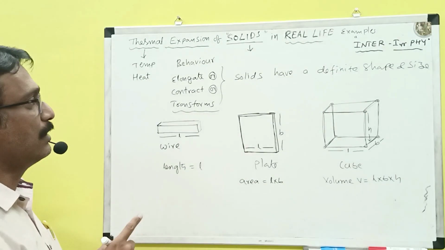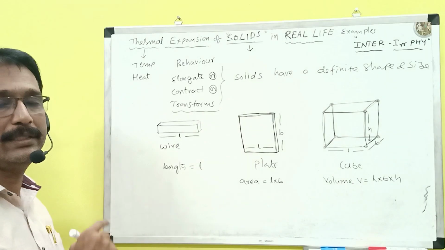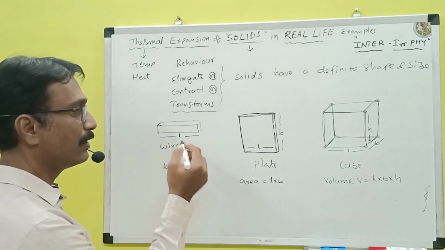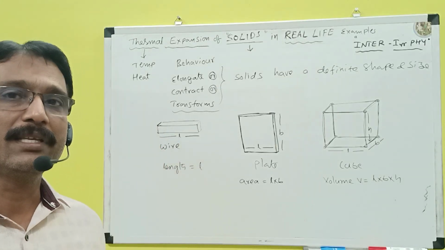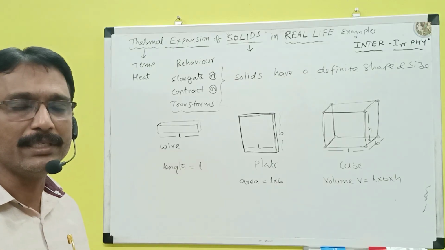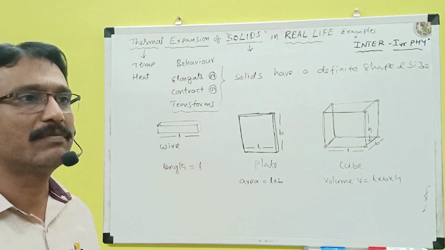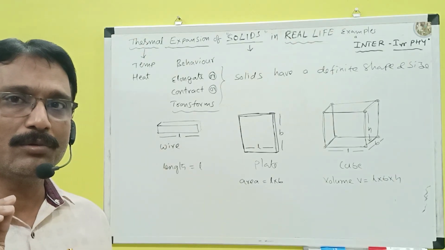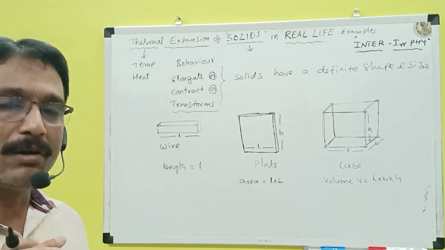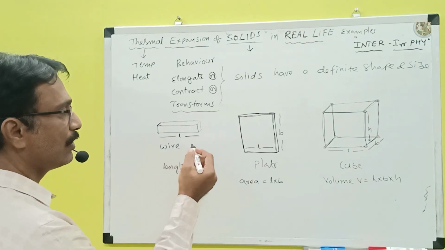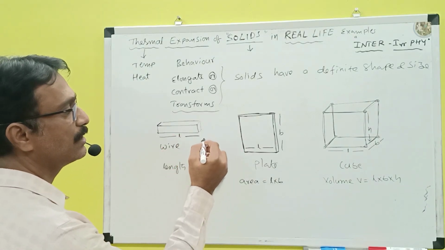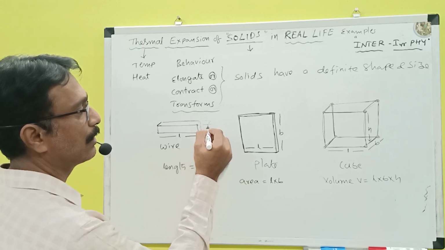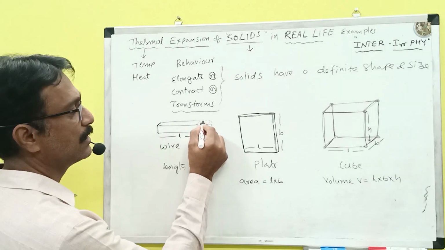So when these materials are heated, or when heat energy is given to these materials, then what will happen? 95% of the substances in nature will expand on heating. Only 5% of the substances will contract on heating. So now we will study only the expansion of the solids on heating. If the length increases, there is a change in its length. We can write this is the change in length.